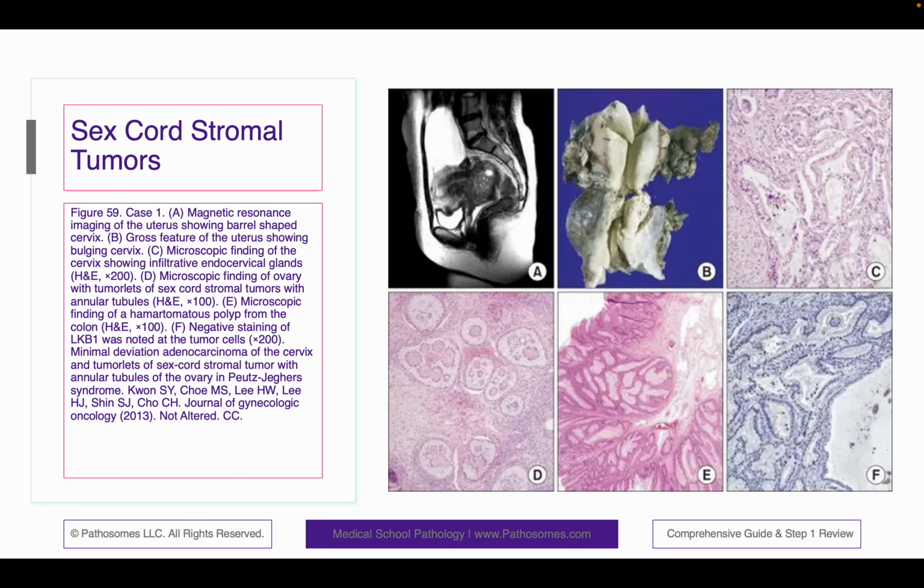And this is showcasing a magnetic resonance imaging of a uterus, and more importantly, the microscopic findings of endocervical glands in C. And if you look on, you can see the hamartomatous polyp and negative staining on some tumor cells in F of an adenocarcinoma of the cervix. So beware of mimickers.